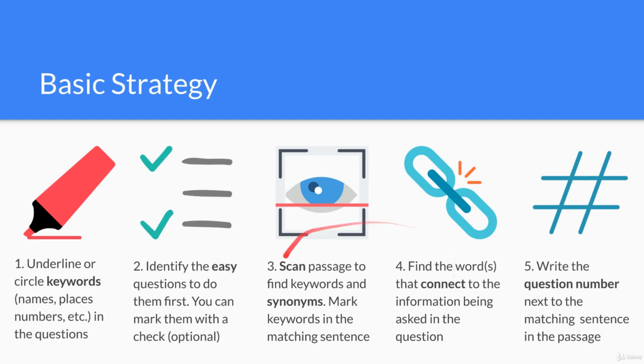Finally, once you have located the keywords and the correct matching sentence, just answer your question and put the question number next to the place in the reading passage where you have found your answer. Again, you already know why we do this. We do this because the multiple choice question always goes in order.